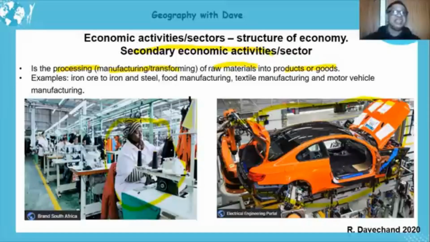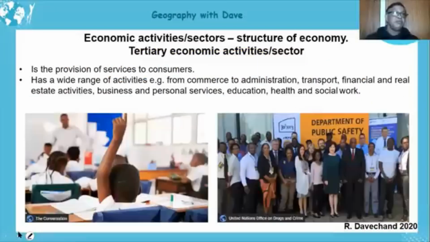This is secondary. Can you see? Iron ore to iron and steel, food manufacturing, which is not the basic now. You take the food and you make cereals with it. It looks slightly different now. You take the sugar cane, you make sugar. Textile manufacturing, like the young lady, all right, motor vehicle manufacturing. This is secondary activities. Okay, then we go on.